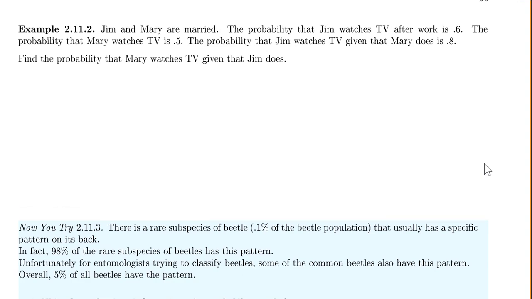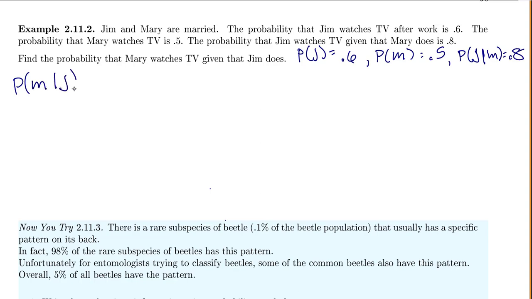And let's do one example with this. So again, we have our Jim and Mary situation. So we had the probability of Jim equals 0.6, the probability of Mary equals 0.5, and the probability of Jim given Mary equals 0.8. So now let's find the probability that Mary watches TV if we know that Jim does. So we found this before in 2 steps. Now let's try and do it with 1 step.